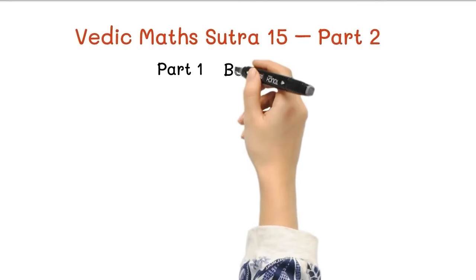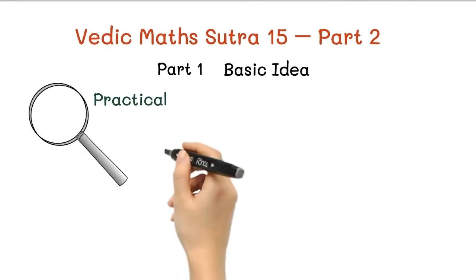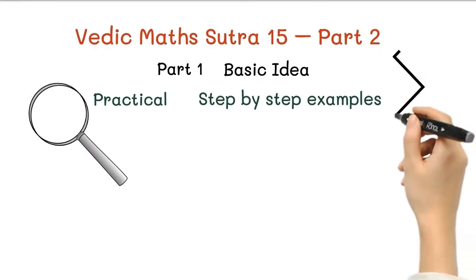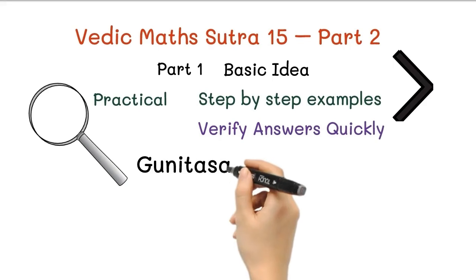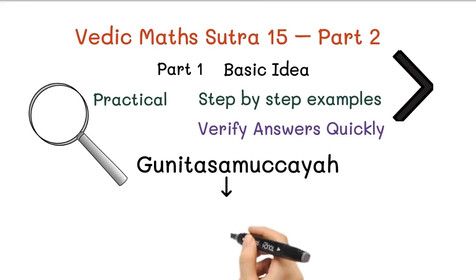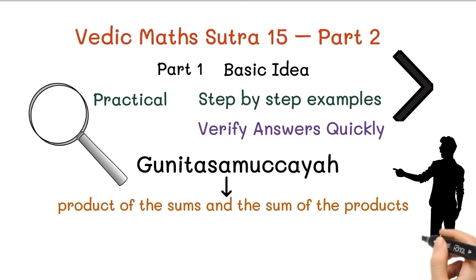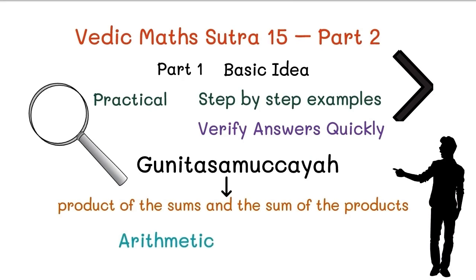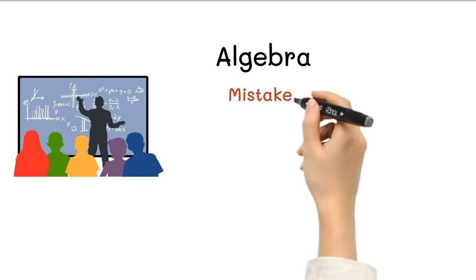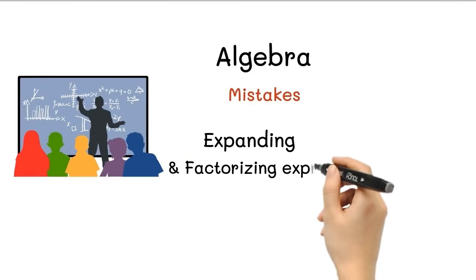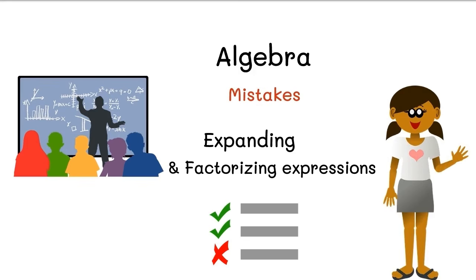In Part 1, we understood the basic idea of this sutra. Today, we'll focus completely on practical, step-by-step examples and see how this sutra helps us verify answers quickly and confidently. The name of this sutra is Ganotasamachchaya. In simple words, it tells us that the product of the sums and the sum of the products follow the same logic. This makes it extremely useful, not just in arithmetic, but also in algebra. In algebra, students often make mistakes while expanding and factorizing expressions, and this sutra helps us verify the final answer instantly, without re-expanding everything again.